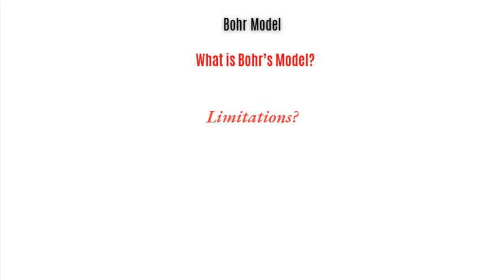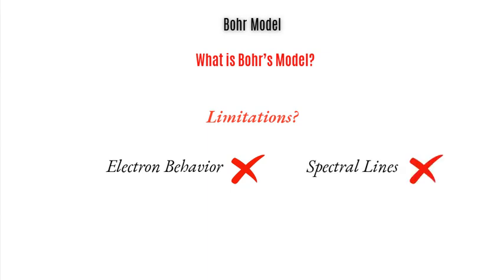What are limitations of Bohr model? Bohr's model could not explain the behavior of electrons in atoms with more than one electron. It worked well for hydrogen but failed for more complex atoms. While it explained the spectral lines of hydrogen, it could not accurately predict the spectra of large atoms or account for fine structure and the splitting of spectral lines.